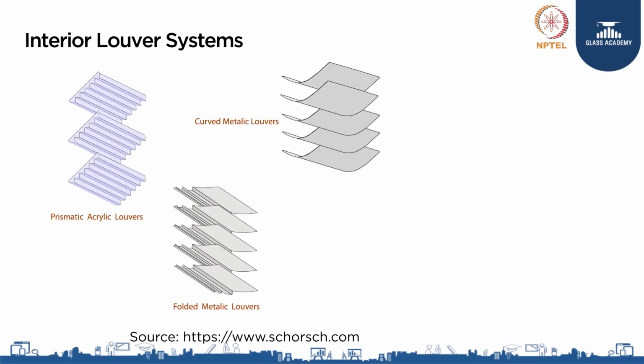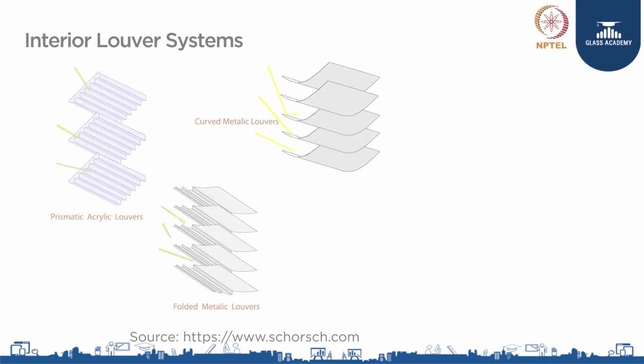Now we can also redirect the light using interior louver systems. These can be prismatic acrylic louvers, curved metallic louvers, or folded metallic louvers. The basic idea is the same. Some of the angles we might allow to come straight inside, some of the angles we would like to be reflected towards the ceiling, and some of the angles we might even reject and reflect outside.